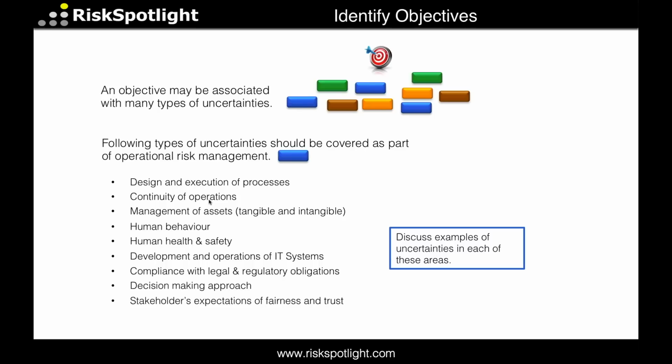So system upgrade. Something in the IT system goes wrong, something happens with the upgrade. There is no backup of data. So if we lose some data and we don't have any backup, then that's an uncertainty which could have severe consequences on our objectives.